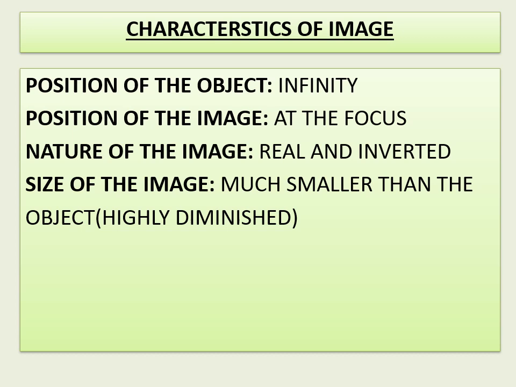And one more thing you have to remember: because of this characteristic property of a convex lens, it is used in a telescope as an objective lens. The objective lens is a convex lens which forms a real, inverted and diminished image of a distant object, which is placed at its focus.